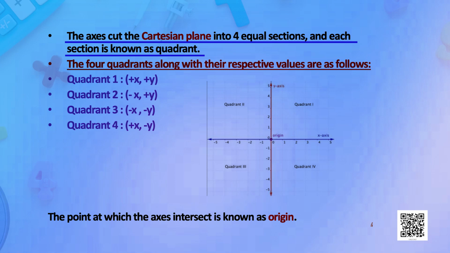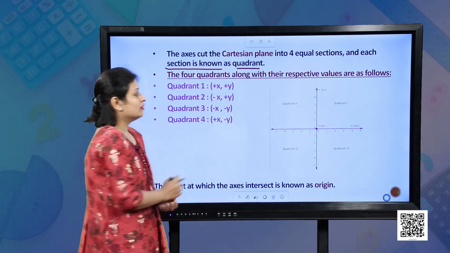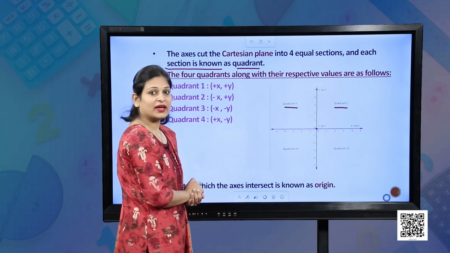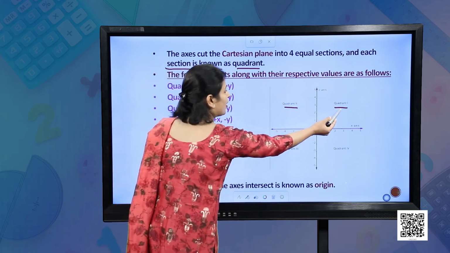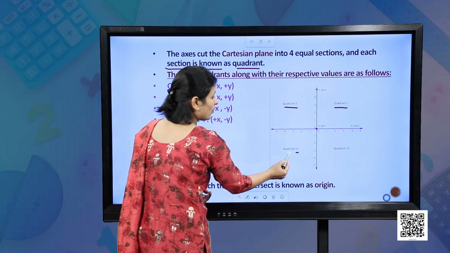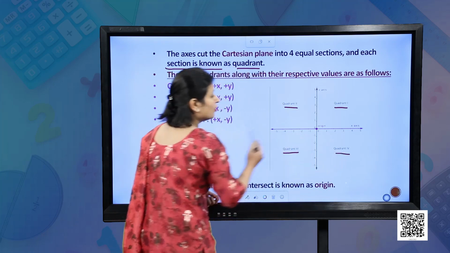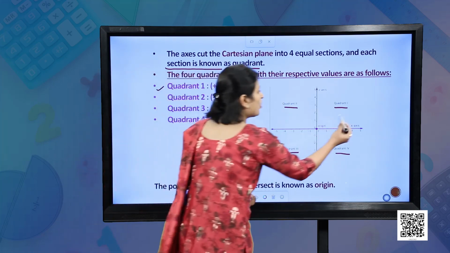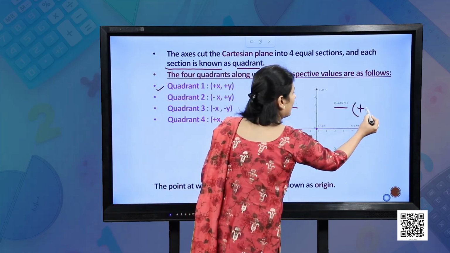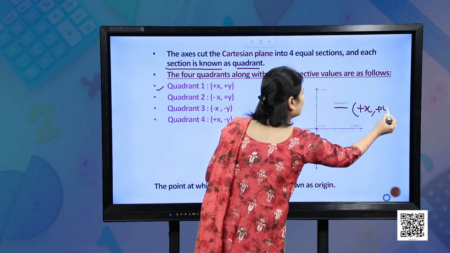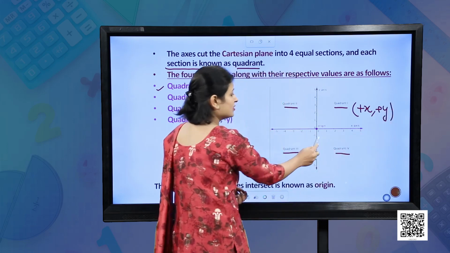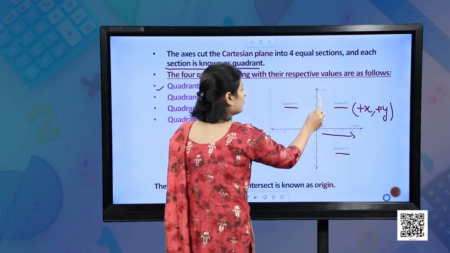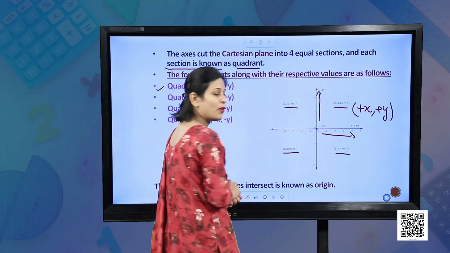and these sections are known as quadrants. The quadrants are named in a particular order which we need to strictly follow. This is quadrant 1, this is quadrant 2, quadrant 3 and quadrant 4. Now, in quadrant 1, the x coordinate and the y coordinate both are positive. As you can see, the values of x over here are positive, the values of y are positive.